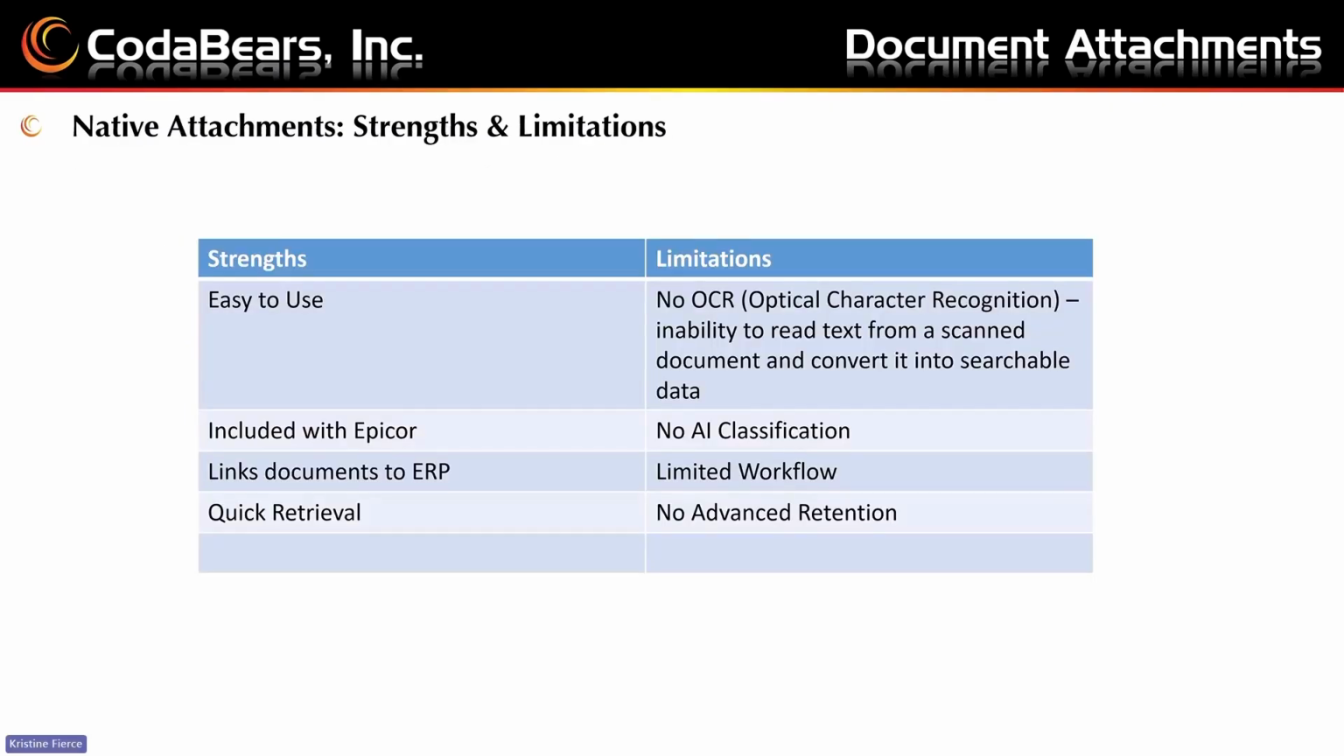The native attachment process, like I said, is a great option for many businesses. We know it may not work for everyone. Some of the strengths and limitations with out-of-the-box functionality are the ease of use to drag and drop files into the documents or into the records, allowing users to continue their existing processes without making any changes. They just need to add the documents to the records. Access is controlled through Epicor security permissions for who can view, add, or delete, or even search. There's an excellent linking process to business records.